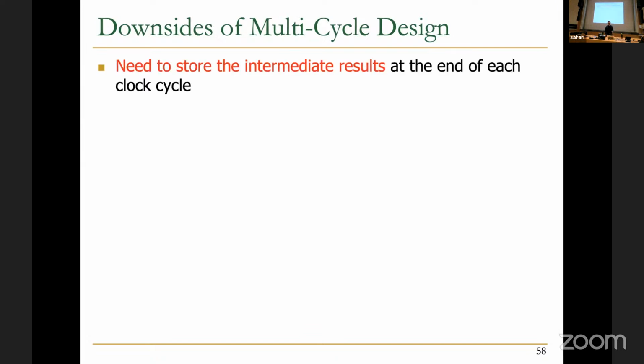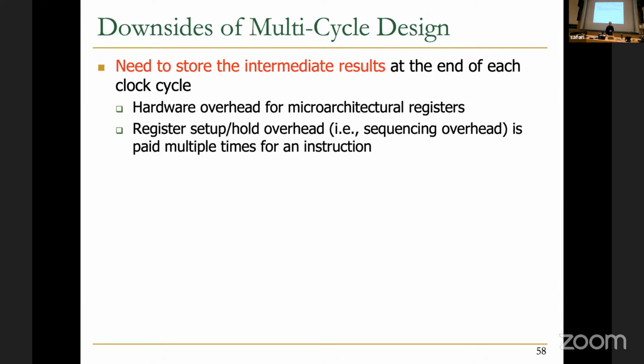So basically, because we need to store the intermediate results at the end of each clock cycle, there's hardware overhead for these registers that are added, microarchitectural registers, and the register setup and hold overhead that we have seen in the timing and verification lectures. And you pay this multiple times per an instruction, right? This is also called sequencing overhead, if you remember.